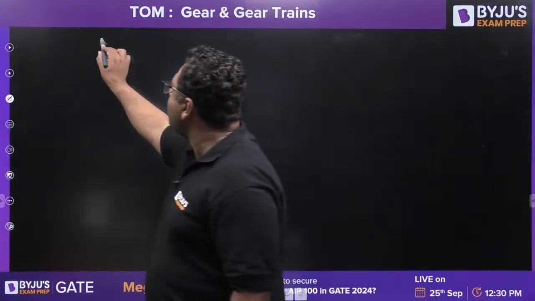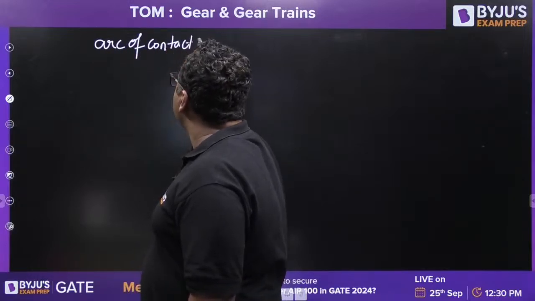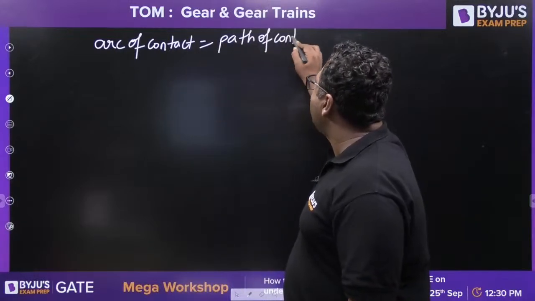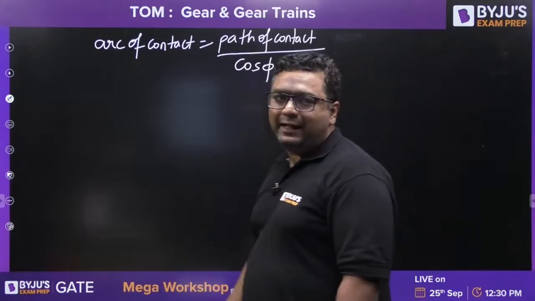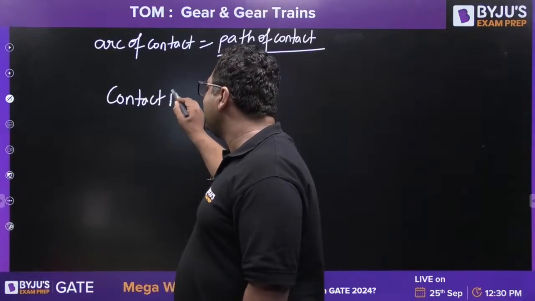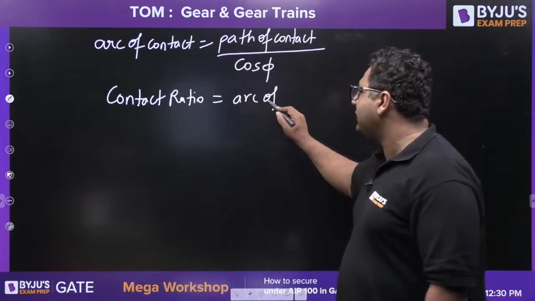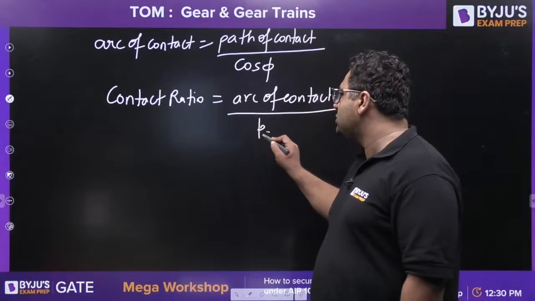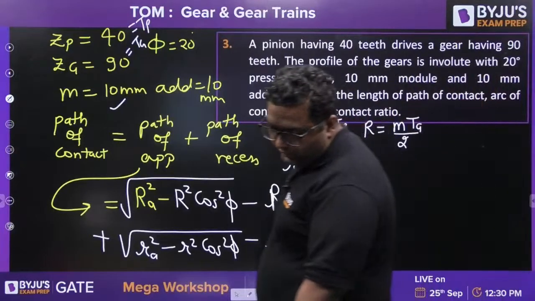What is arc of contact? Arc of contact is path of contact divided by cos phi. And then you know what is contact ratio. What is contact ratio? Contact ratio is arc of contact divided by circular pitch. So I have given you all the formulas. Just make the calculation and solve it.